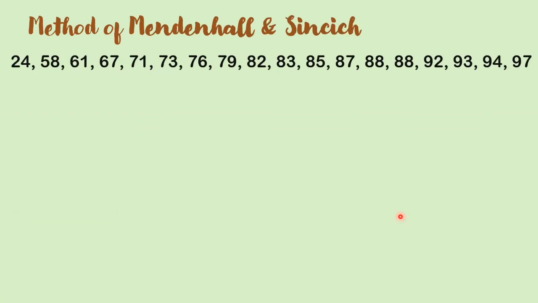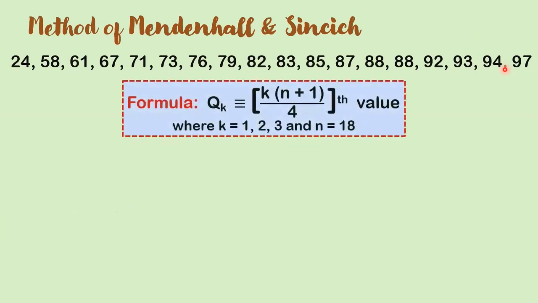Let's now have Mendenhall and Sincich method. So again, we have these values arranged in ascending order. And then, we recall the formula. Okay? So basically, magsasubstitute lang tayo ng K equals 1, 2, 3. Okay? And then we consider N equals 18 because we have 18 values here. Okay, let's solve. For Q sub 1, we have this. Okay, if you do the math, you will get 4.75.